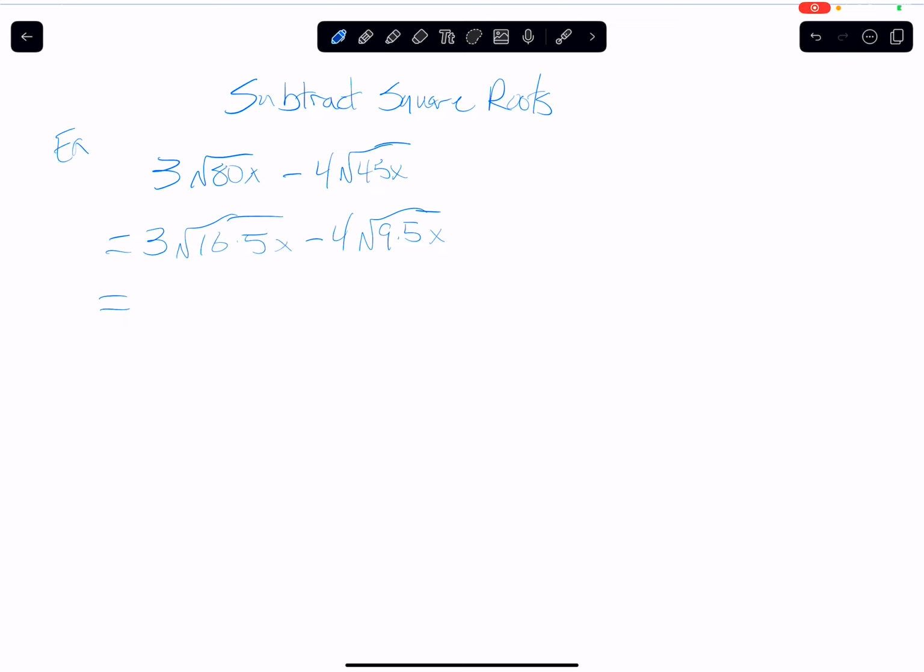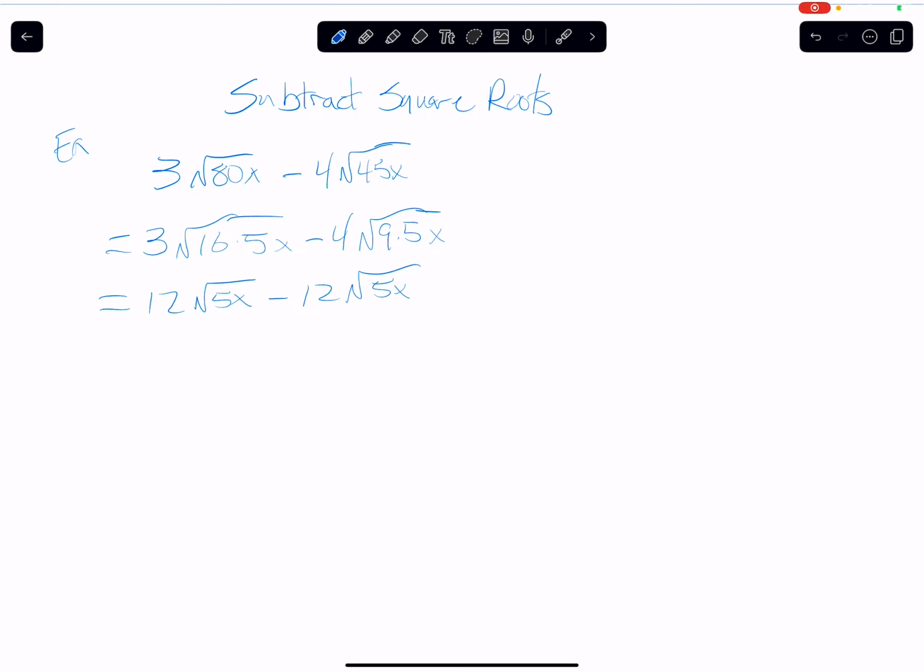3 times the square root of 16 is 3 times 4. 3 times 4 is 12 times the square root of 5x, minus 4 times the square root of 9. 9 is a perfect square, so we can do 4 times 3, which is 12. And then we're left with the square root of 5x.